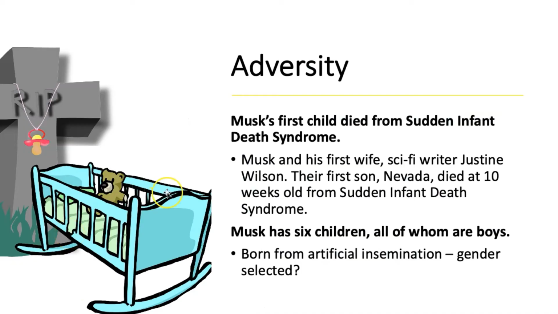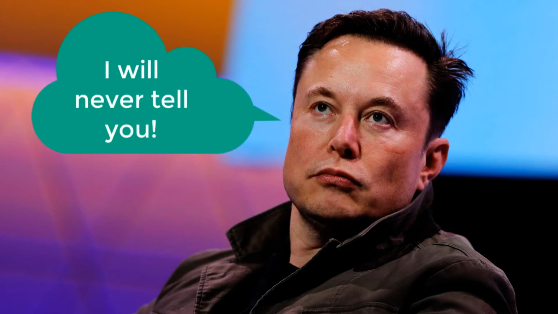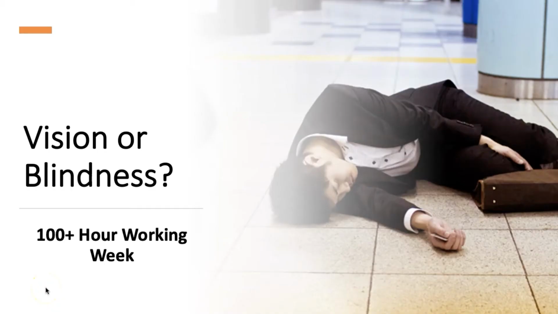There are other fascinating facts about his children. So his first child died in the cot at 10 weeks old. We can certainly sympathise with the feelings that he must have had then. And then he's had 6 more children, all of whom are boys, and he's had them all by artificial insemination. Now, no one can prove it, but did he select their gender? That is a pretty controversial one. Again, is he a visionary or a villain? And he has famously said, you're an idiot if you work less than a 100-hour week.